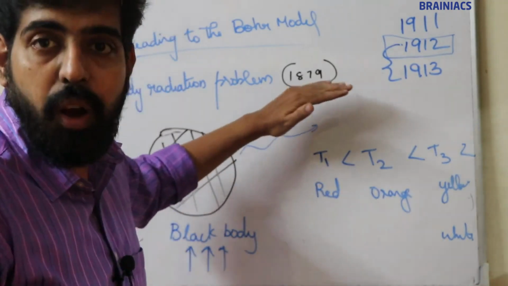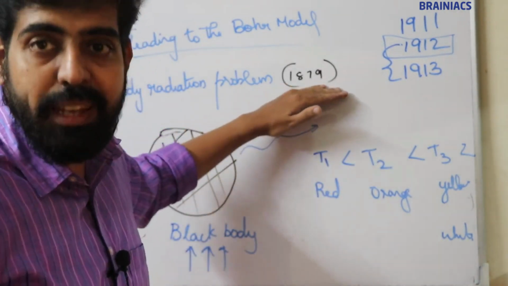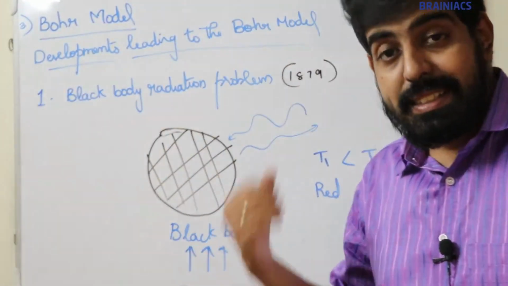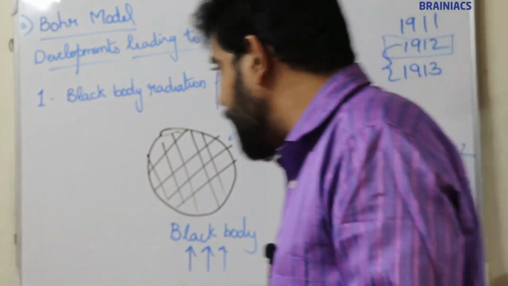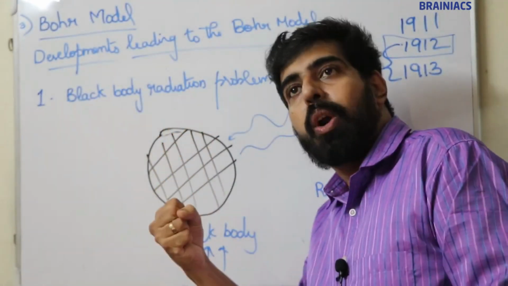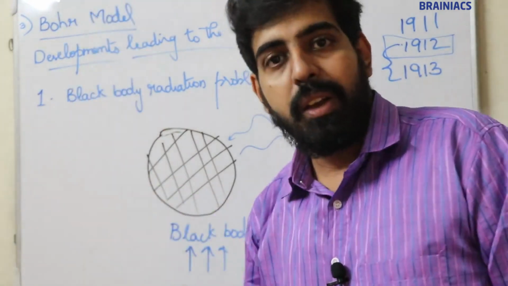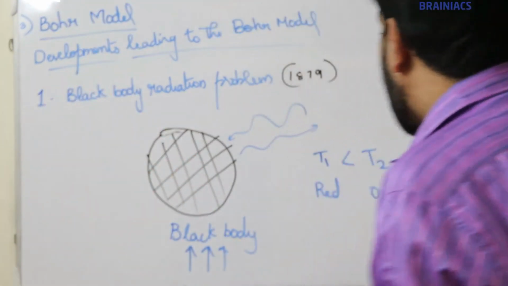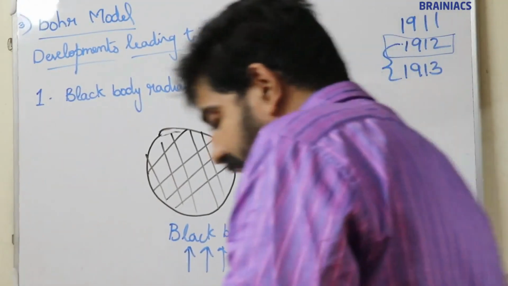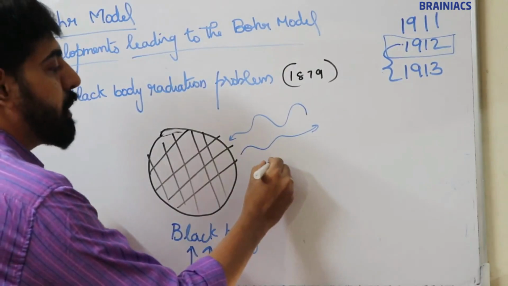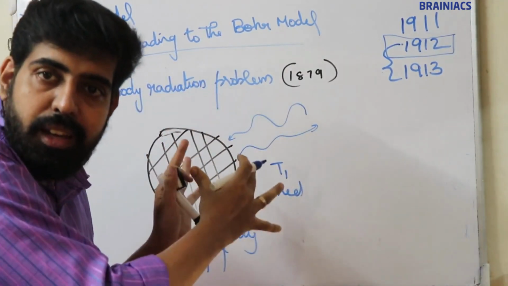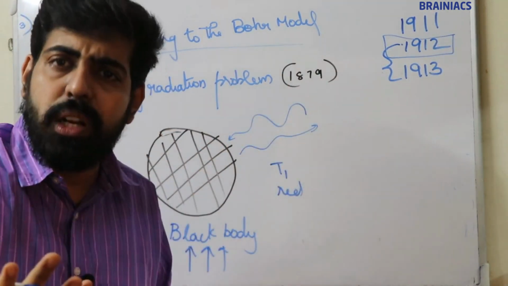This was observed in the year 1879. So what is a black body? A black body is a black color metallic sphere. It will absorb all the radiation falling on it, and it will emit all the radiation. When you heat a black body at a lower temperature, let the temperature be T1, it will emit red color. That means this black body will change to red color.